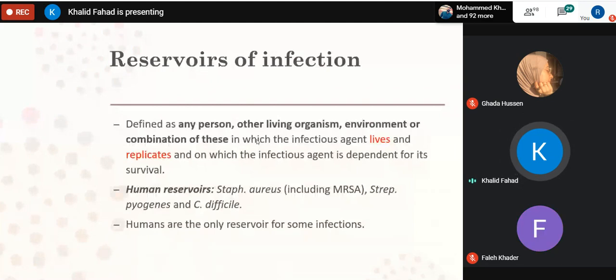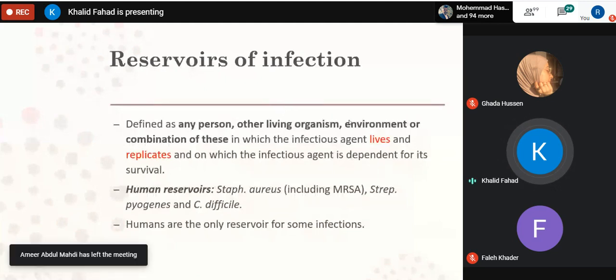If anybody touches this surface and touches his or her eyes, or, for example, when he eats something, this organism will be swallowed and will cause a disease. For example, in Clostridium difficile.